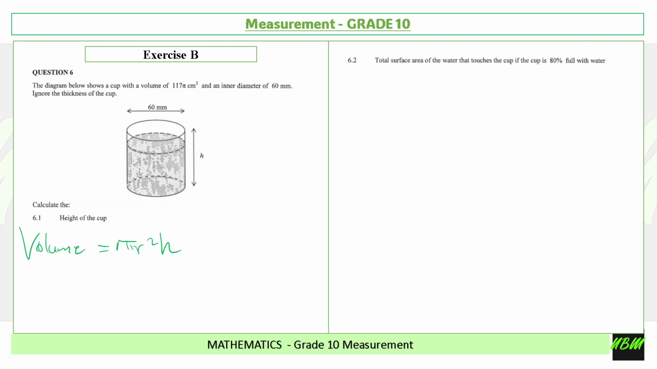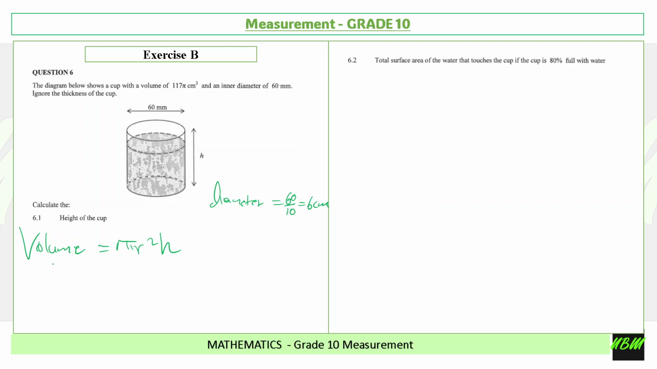But now our dimensions: the volume is in centimeters cubed, and the diameter is 60 millimeters. So we must ensure that we are working with the same units. It's very important for you to note that you must convert the units of the diameter to centimeters. The diameter, 60 millimeters divided by 10, will give us 6 centimeters. So the diameter in centimeters will be 6 centimeters.